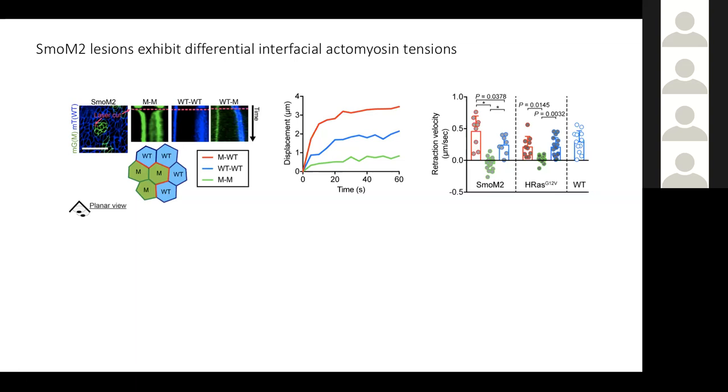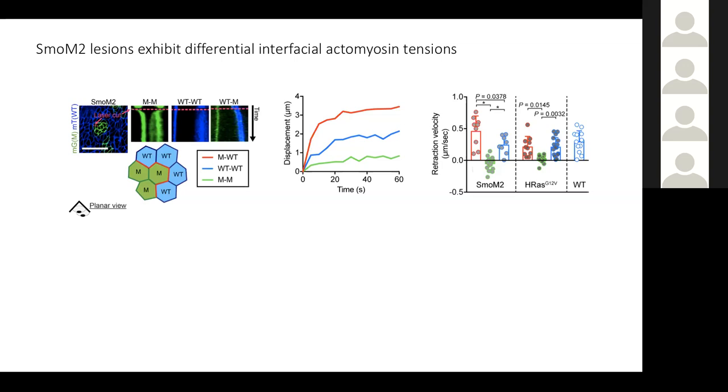There are some caveats to this, which is basically whether the material properties of the tissue are slightly affected between these cases, which could also influence retraction velocity. But as a first proxy, these very initial recoil velocities seem to be a pretty well accepted and robust measure of tension on a junction. Essentially, you cut it and you see how fast it moves apart. If you look at mutant junctions, the junction between two mutant cells, in both Smoothened and Ras, it's very low.